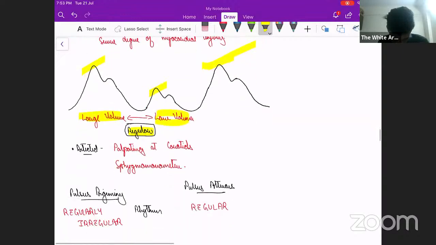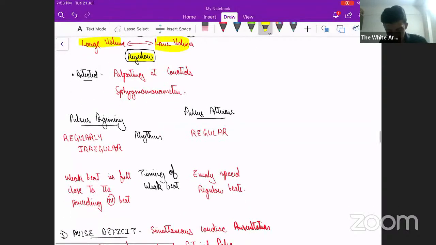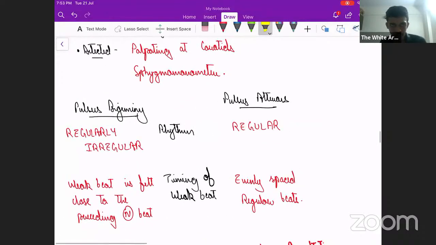Okay. So how do we differentiate? It is easily confused. Pulsus bigeminy and pulsus alternans are easily confused. One, pulsus bigeminy is a regularly irregular rhythm. So the rhythm is altered in case of pulsus bigeminy. Pulsus bigeminy is an example of an irregular rhythm, caused by a ventricular premature beat. But in pulsus alternans, the rhythm is regular.